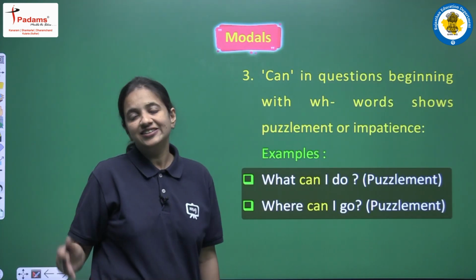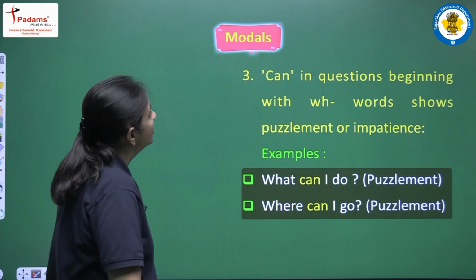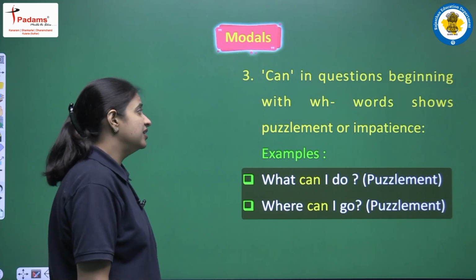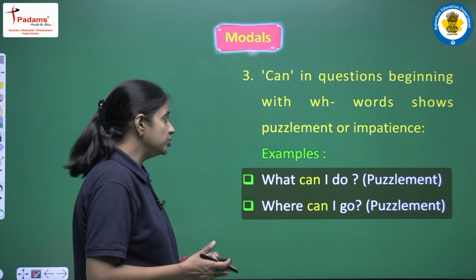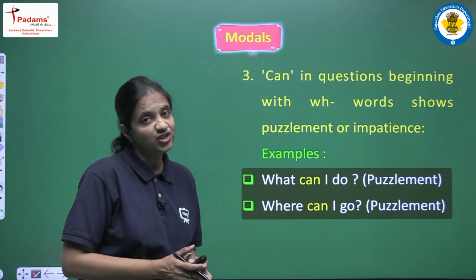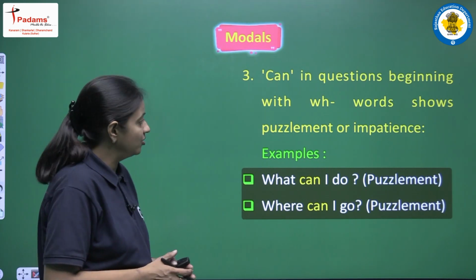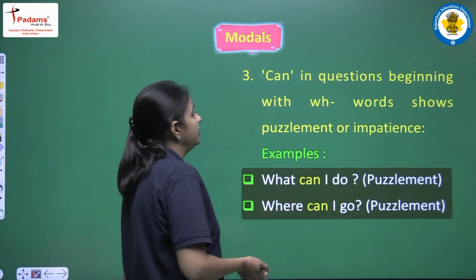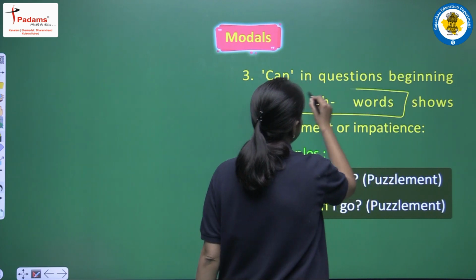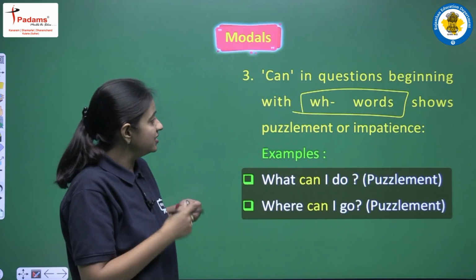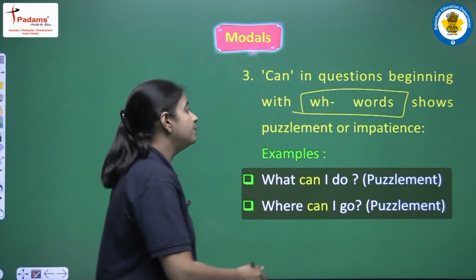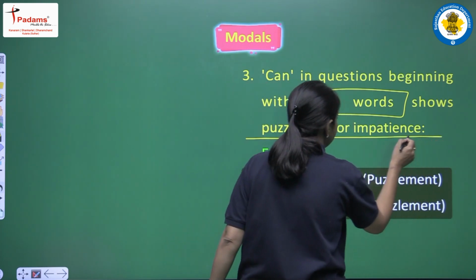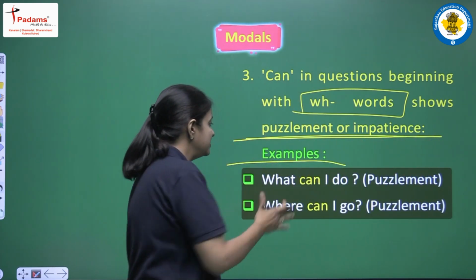Next, let's read the third use of this modal can. Can in questions beginning with WH words shows puzzlement or impatience. So sometimes we have sentences that are questions, and that sentence may start with WH words. In such sentences, can shows puzzlement or impatience. So how? Let's see the examples.